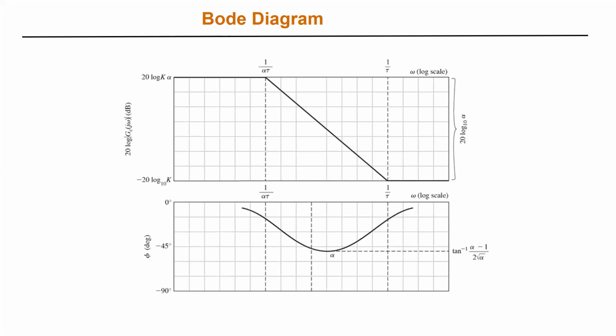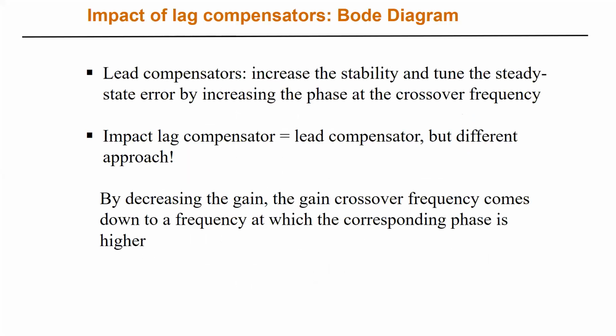So, as I said, it's very similar to the lead compensator. However, the positions of the pole and zero are reversed. In the lead compensator, we increase the stability and tune the steady state error by increasing the phase at the crossover frequency. We are adding phase at the phase crossover frequency. In the lag compensator, we should have a similar impact. However, the approach is different.